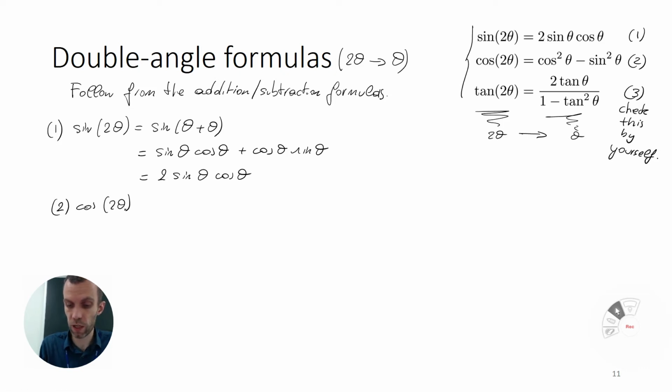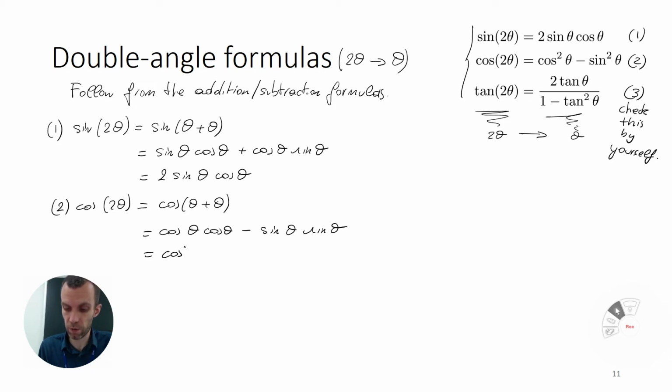And then for the second one, cosine 2 theta, we do the same thing, cosine theta plus theta. We apply the appropriate addition subtraction formula. Now it's cosine cosine minus sine sine, and if we clean this up a little bit, this becomes cosine squared theta minus sine squared theta. That's enough to give us what's on the slide, but there's two alternative forms that we can derive.